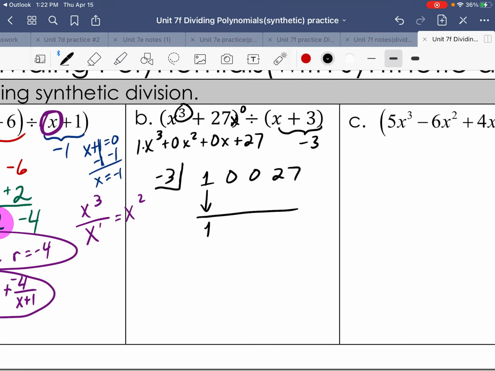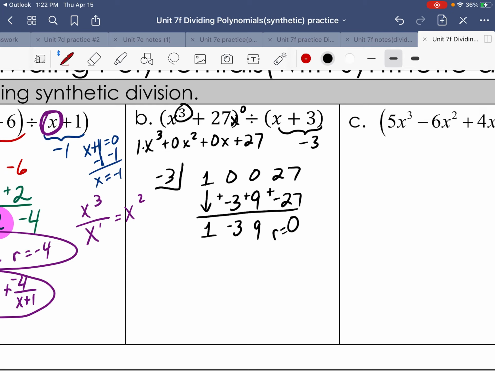Bring the first coefficient down. That's going to be our first coefficient of our answer. -3 times 1 is -3. Add 0 plus -3 is -3. -3 times -3 is 9. Add 0 plus 9 is 9. -3 times 9, I'm always looking back here, is -27. Add 0. Cool. So our remainder is 0.